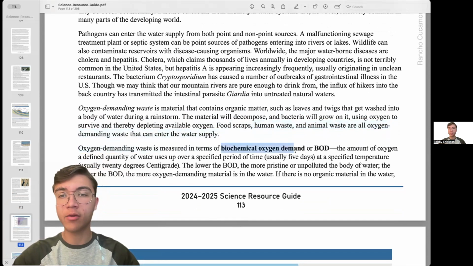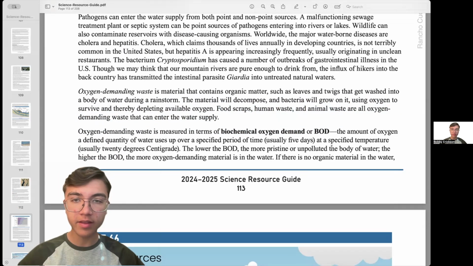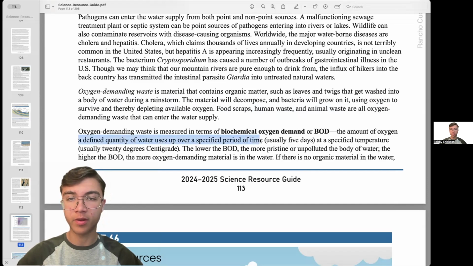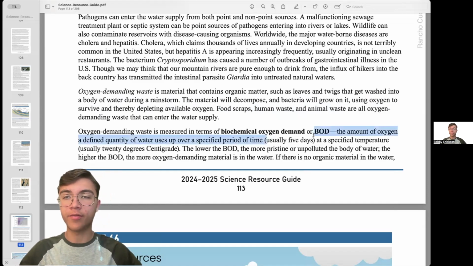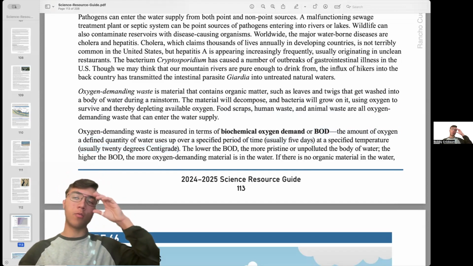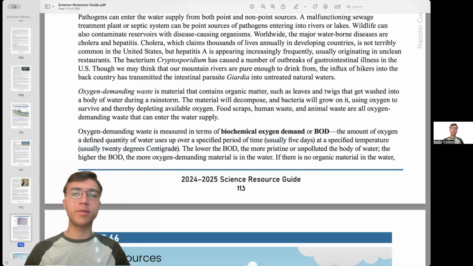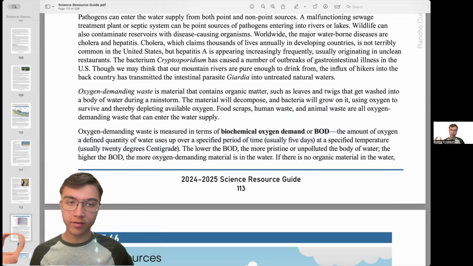Now, what is oxygen demanding waste measured in? It's measured in biochemical oxygen demand, or BOD. This is the amount of oxygen a defined quantity of water uses up over a period of time. So how much oxygen is being used up in that water. Usually it's over a period of 5 days, and usually at a specific temperature, usually 20 degrees. So you may be asked, at what specified period of time is BOD usually measured? 5 days. At how many degrees centigrade? 20.